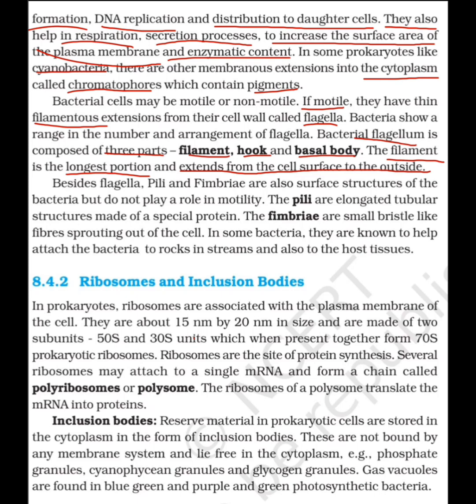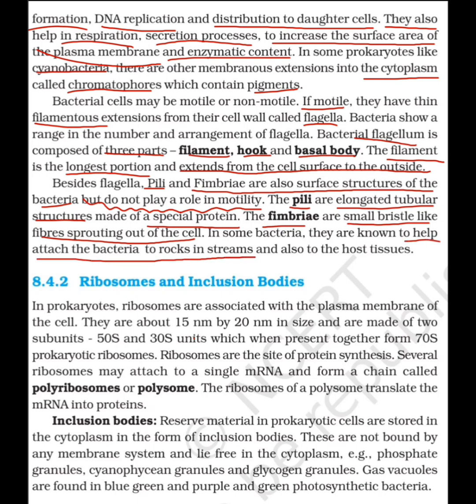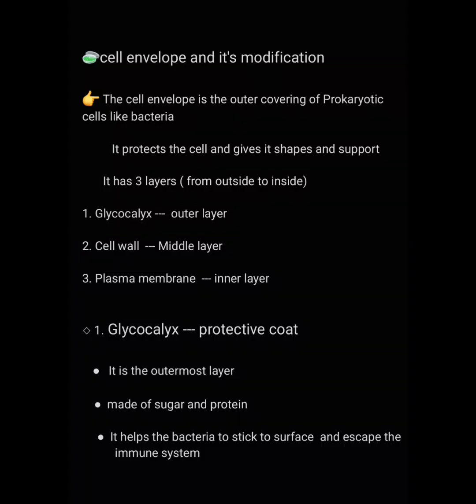Besides the flagella, pili and fimbriae are also surface structures of the bacteria but do not play a role in motility. The pili are elongated tubular structures made up of a special protein. The fimbriae are small bristle-like fibres sprouting out of the cell. In some bacteria, they are known to help attach the bacteria to rocks in streams and also to the host tissues. Here is an explanation of the cell envelope and its modifications.